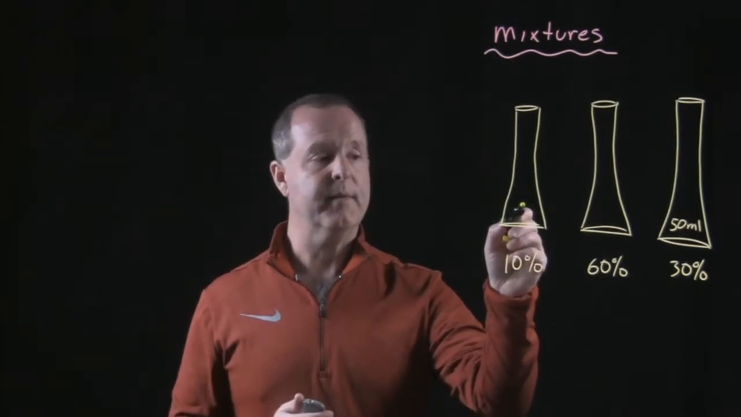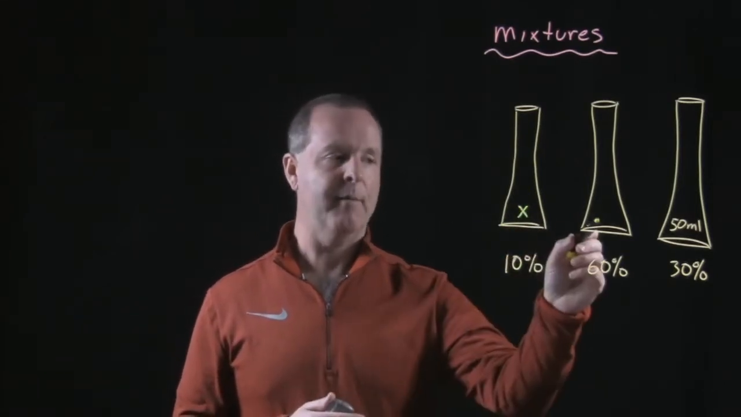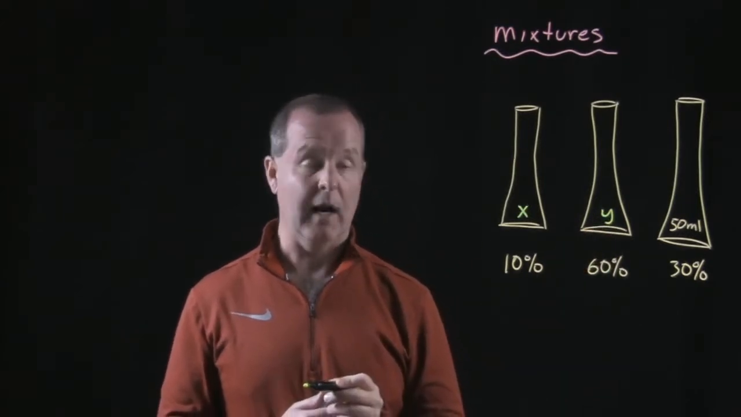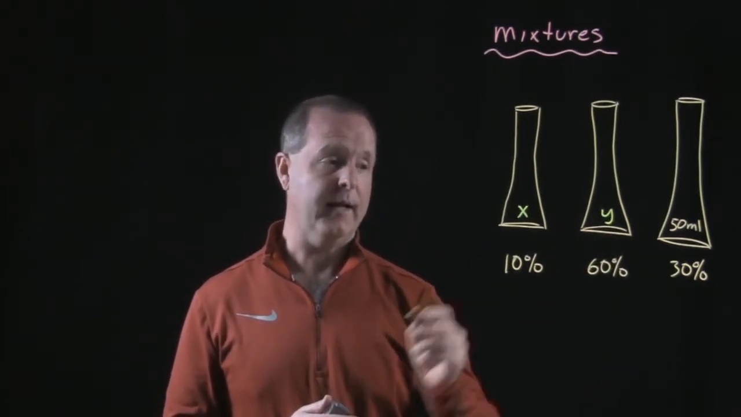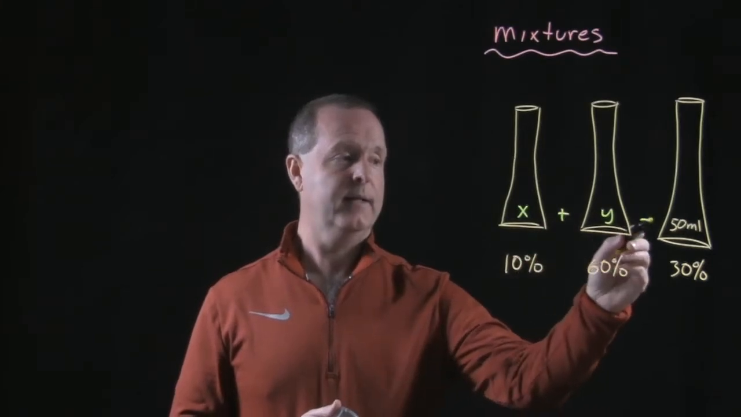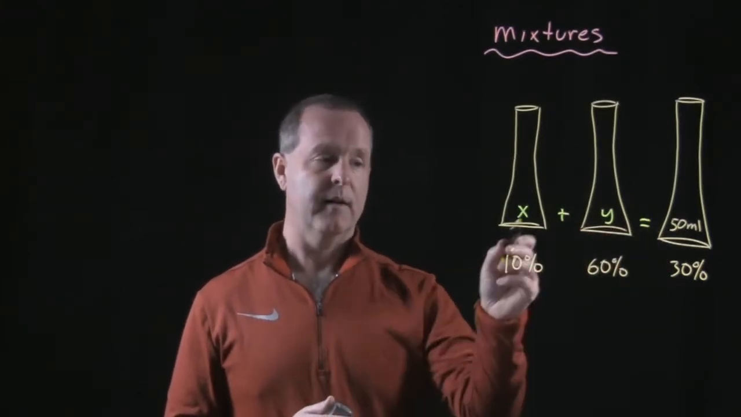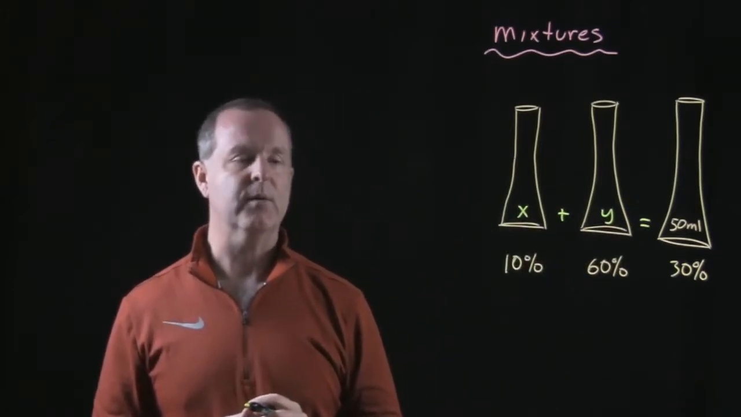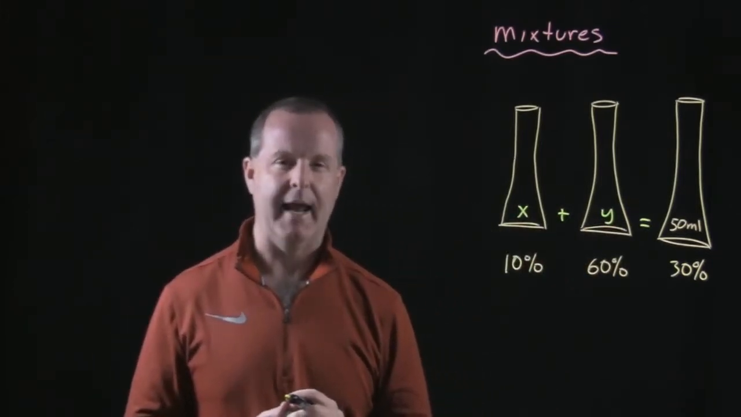We don't know, so let's label that an X. How much of this one? Let's label that a Y. So I already see one equation right away: X plus Y equals 50 milliliters. This amount plus this amount has to equal 50. There's one equation. Now where's the next one at?